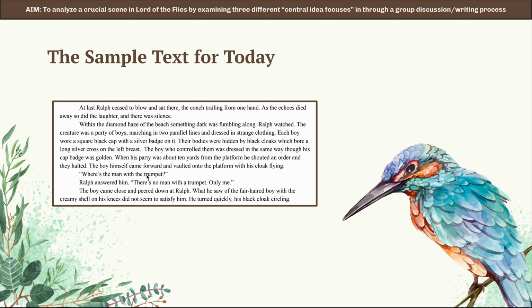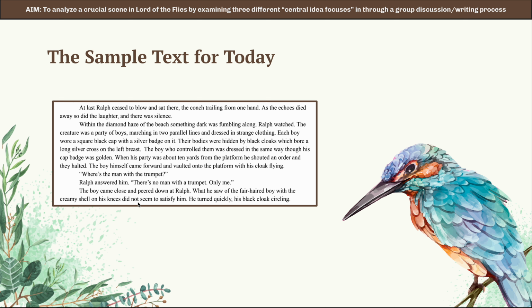"Where is the man with the trumpet?" Ralph answered him, "There is no man with a trumpet, only me." The boy came close and peered down at Ralph. What he saw of the fair-haired boy with the creamy shell on his knees did not seem to satisfy him. He turned quickly, his black cloak circling.